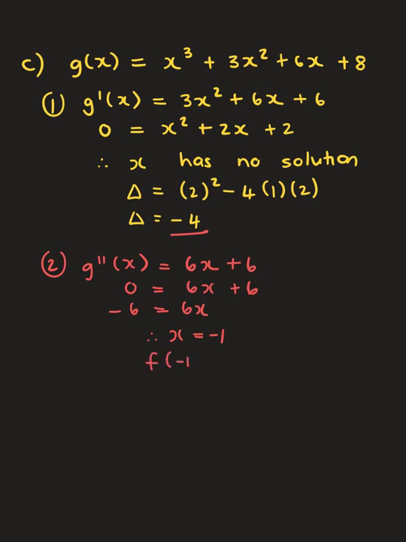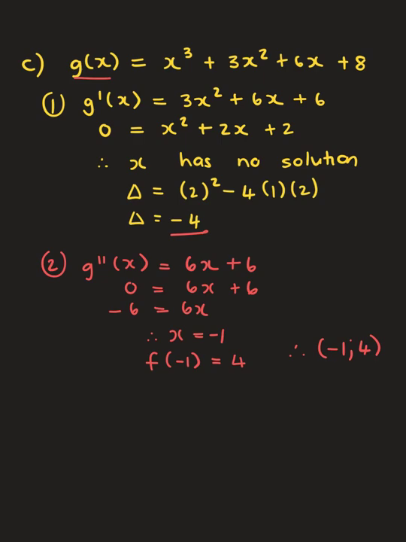Remember now, we have to sub this back into the original equation. So when I sub negative 1 back into g of x, what are we going to get? So it's going to be negative 1 plus 3, which will be 2, minus 6, which would be negative 4, plus 8, which would be 4. So when x is negative 1, y is 4. Okay, so therefore negative 1, 4 is my point of inflection.